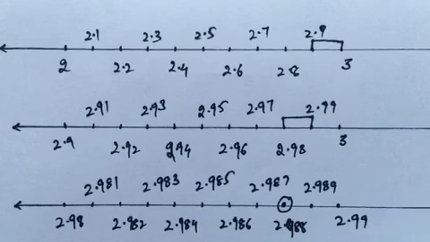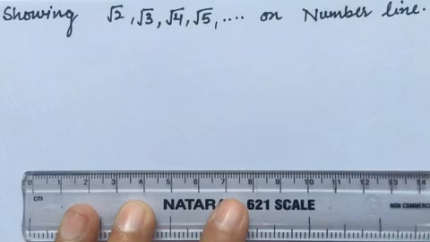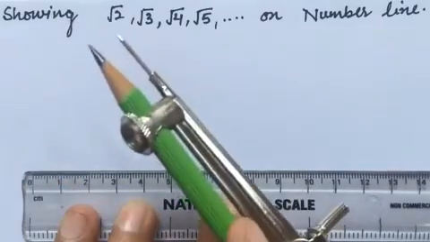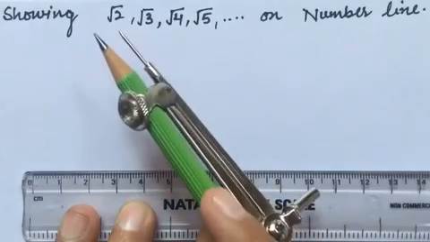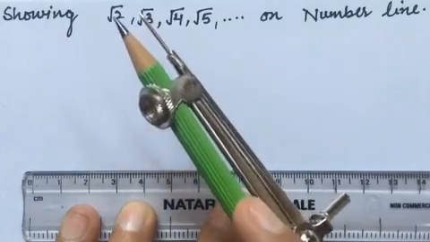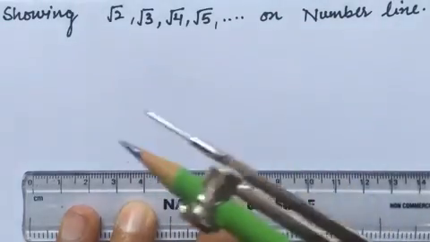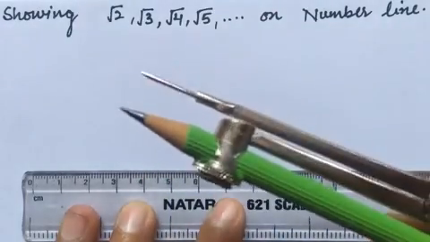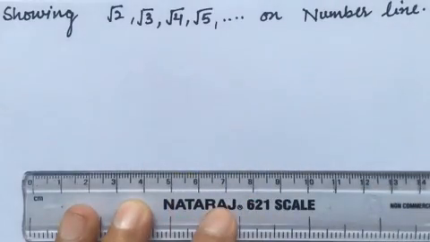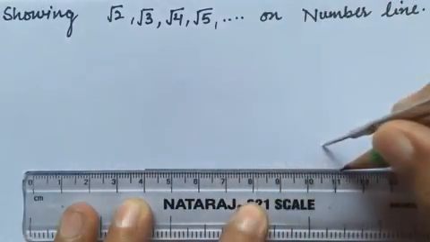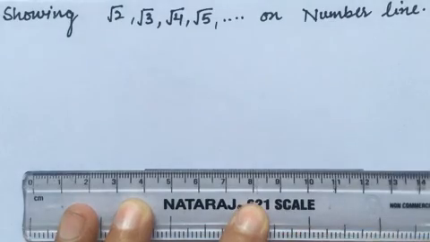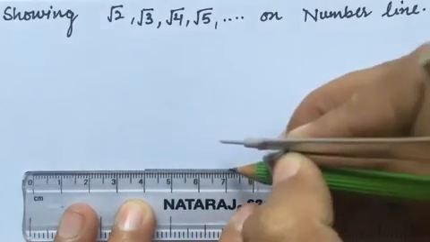Okay students, now after showing the decimal expansion on the number line, we will show numbers under the root on the number line. How do we show numbers that are in square root on the number line? For that we need a compass, a pencil and a scale. First of all we will mark a line of any length, suppose from 4 to 12 as I have marked here. Then you have to make a point.